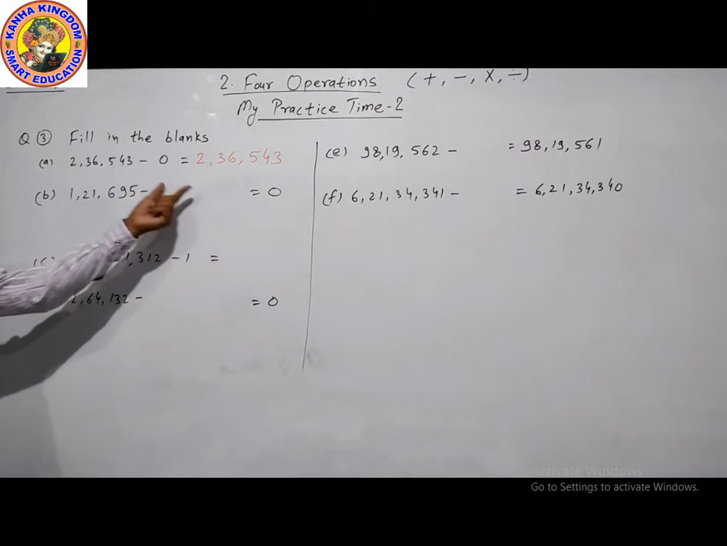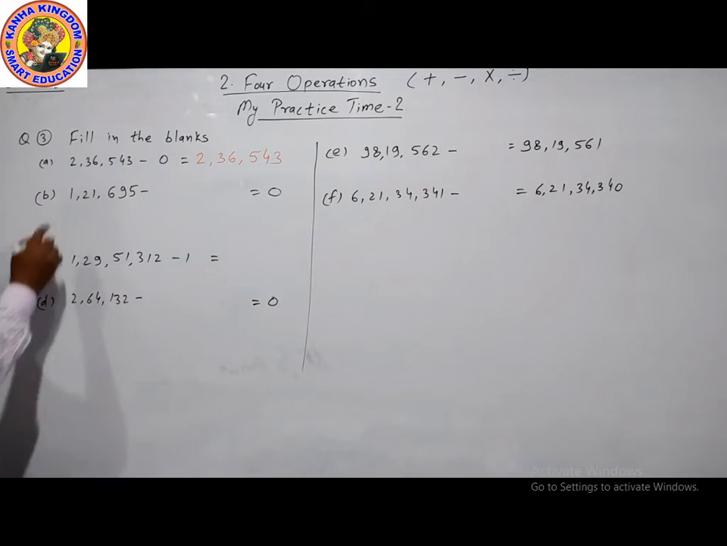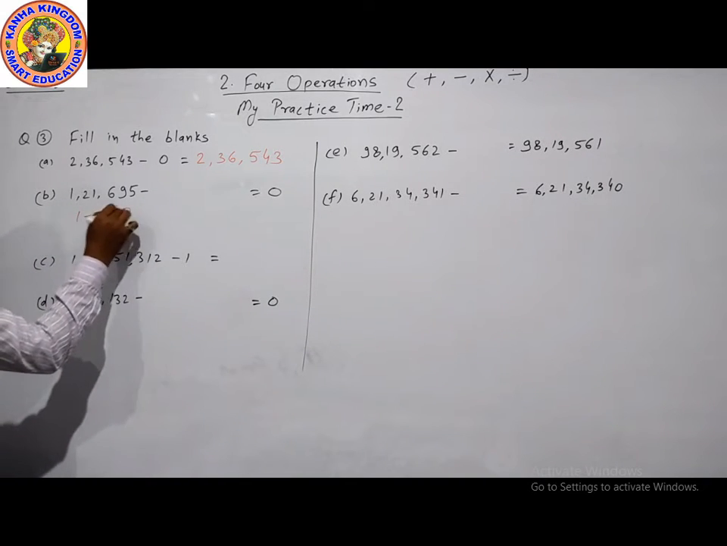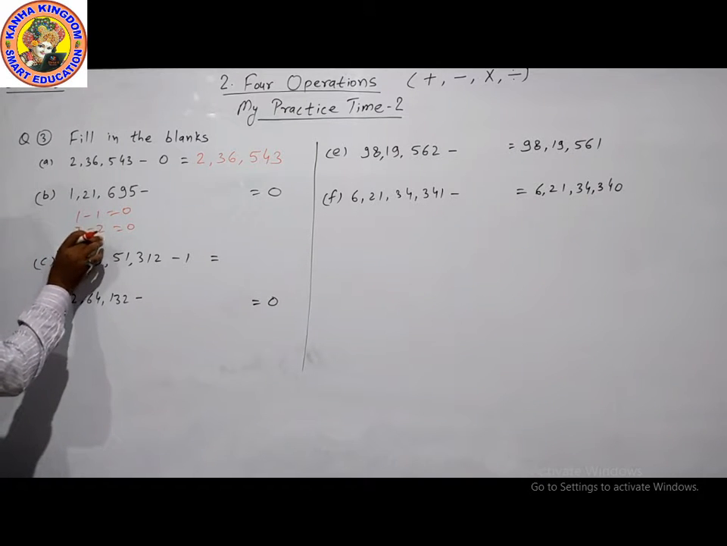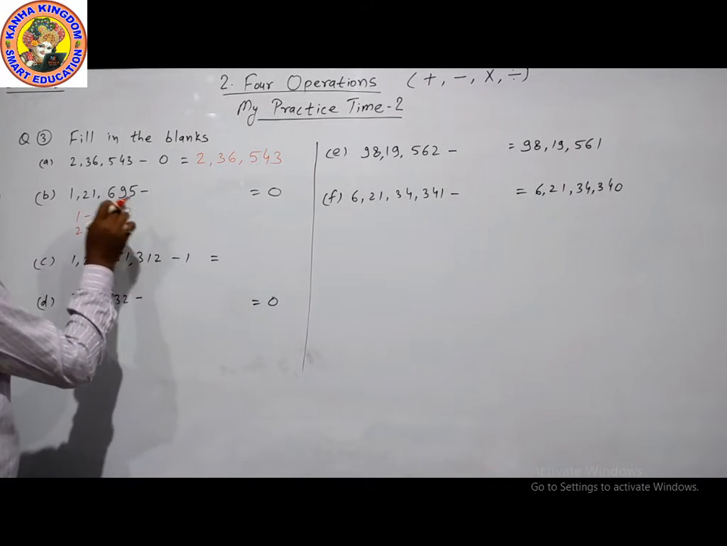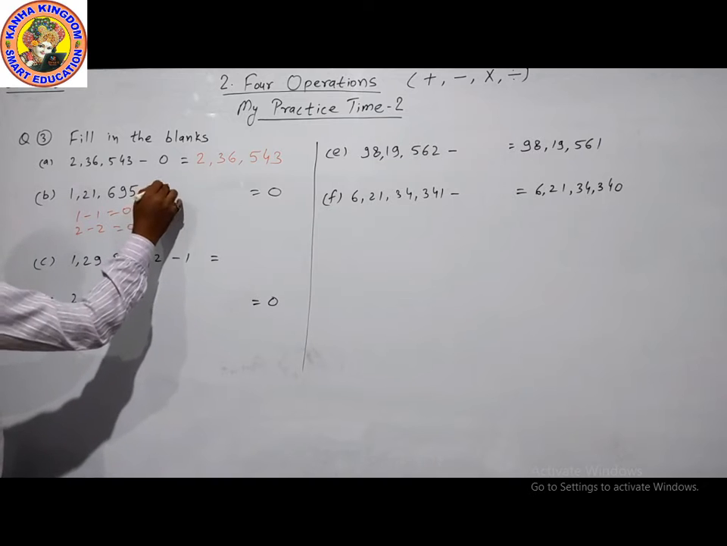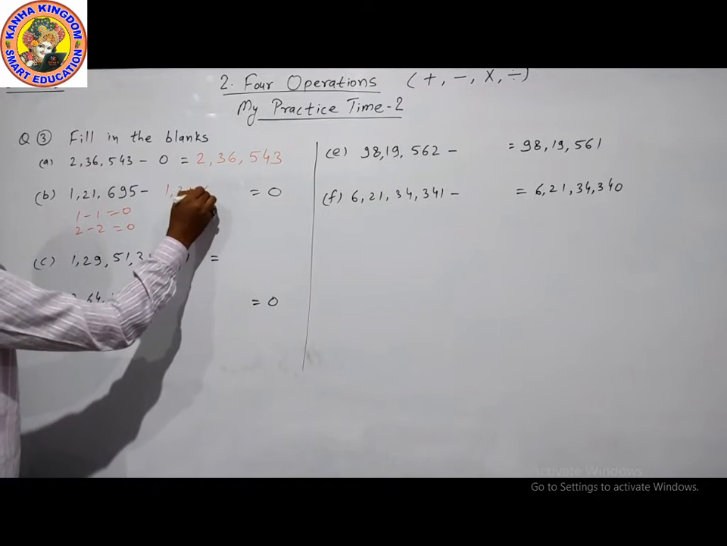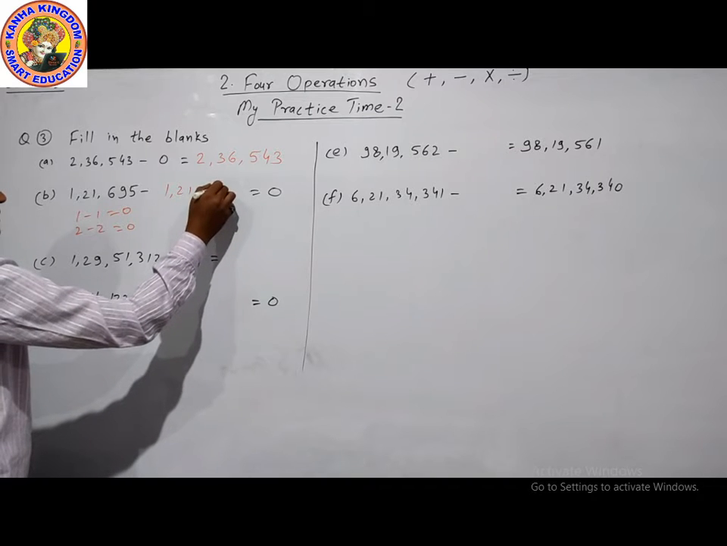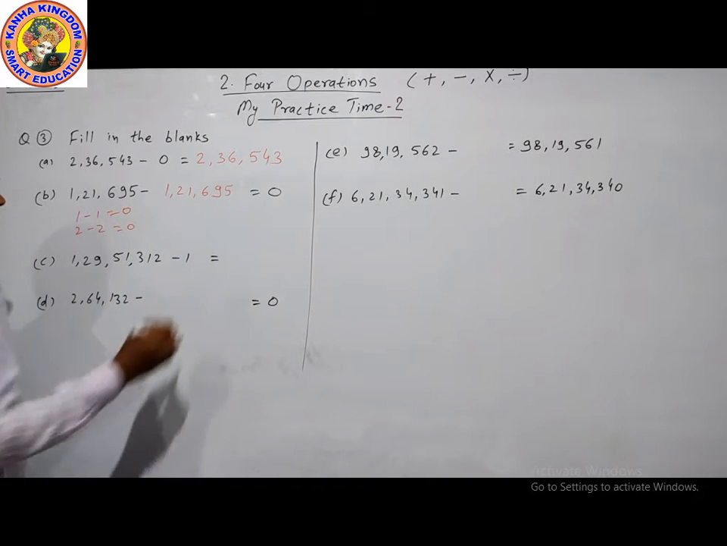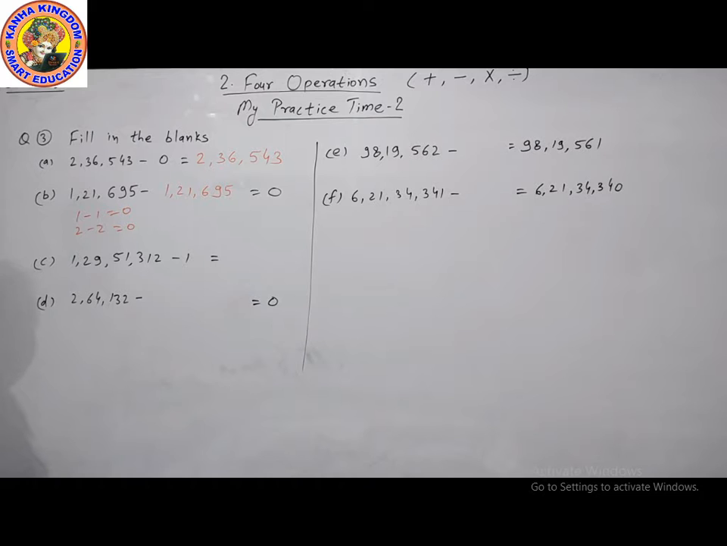Now second one. A digit minus something, answer is 0. We know that 1 minus 1 is equal to 0, 2 minus 2 is equal to 0. So these both are the same digit to get 0. In subtraction, if both digits are the same, then the answer is 0. So here is the same digit. 1,21,695. This is our answer.